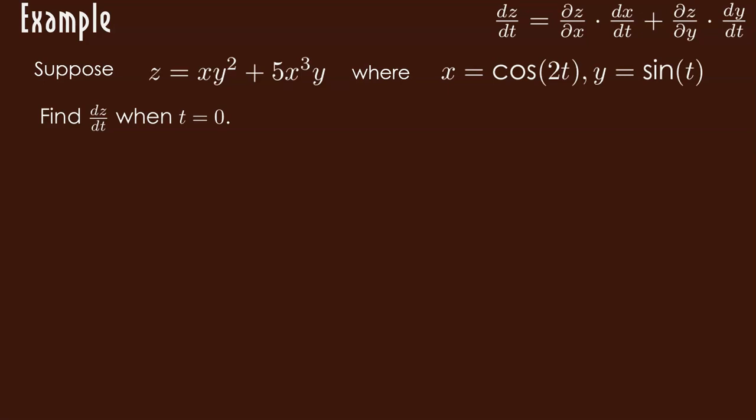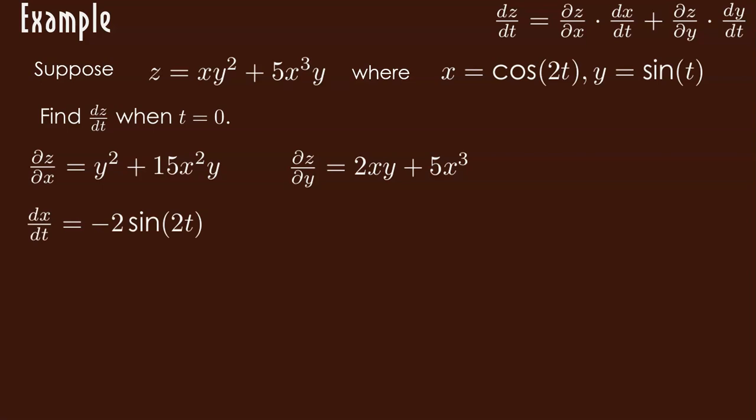First, I need to find the different parts of my derivative. I know that dz/dx is y squared plus 15x squared y. I can find that dz/dy is 2xy plus 5x cubed. Finding the derivatives of x and y with respect to t, dx/dt is negative 2 sine of 2t, and dy/dt is cosine of t.